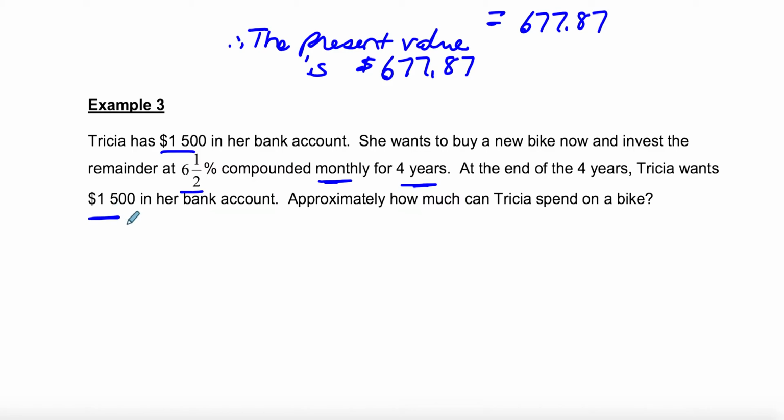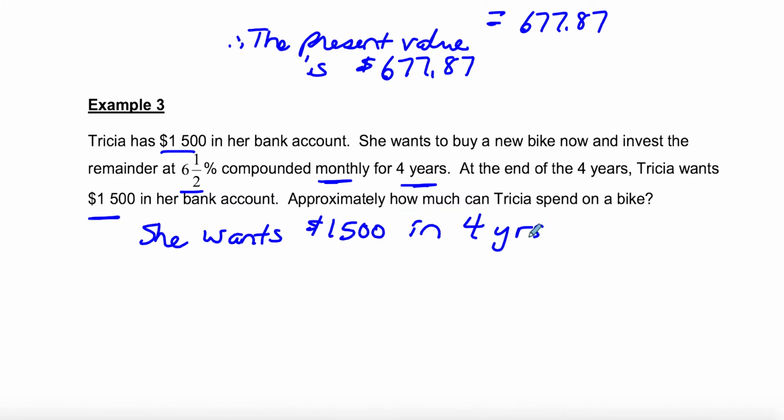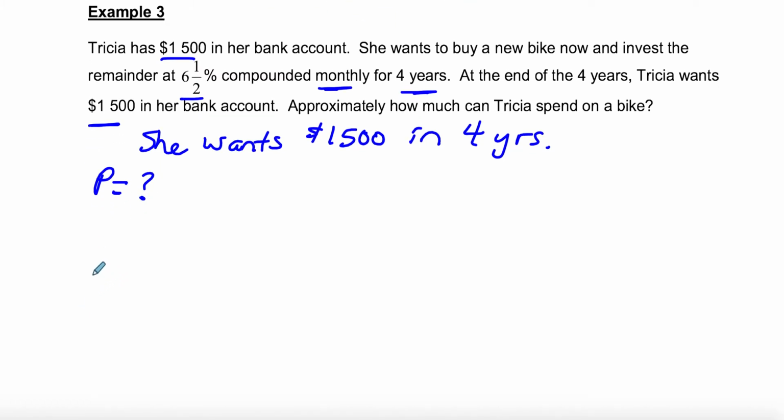So she wants $1,500 in 4 years. How much can she spend now? So the principal, we don't know how much she should invest now. The final amount, though, she wants to have that $1,500 when she's done. The i, it's 6.5%, so 0.065, divided by 12 because it's monthly.